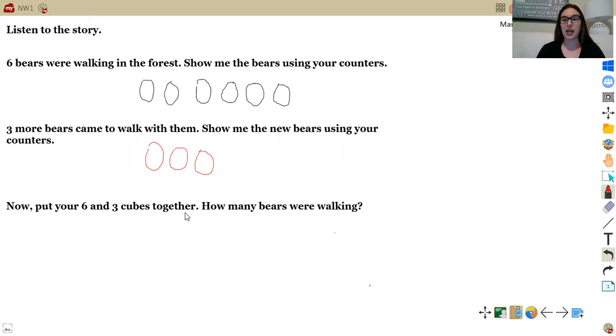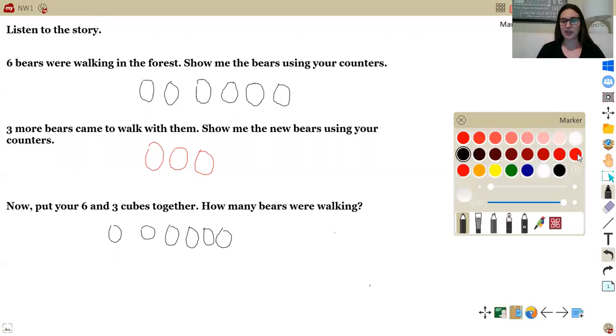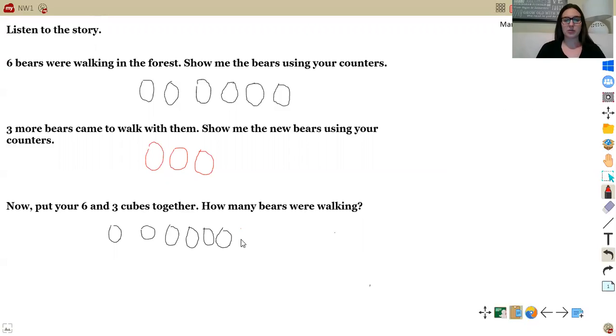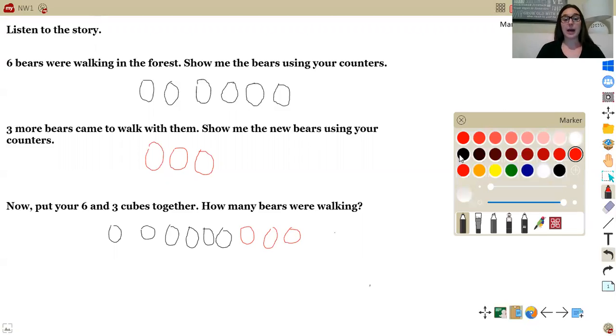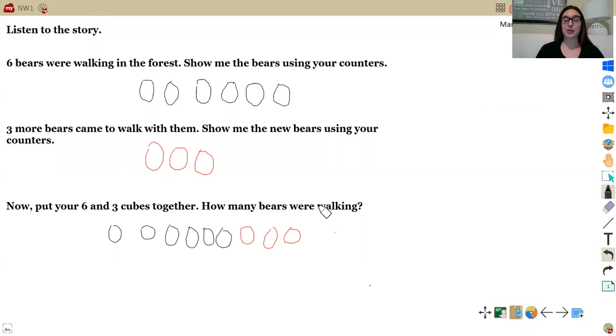In this case, we're going to put our drawings together, and then we're going to find out how many bears were walking. Again, I'm going to use my black pen. I'm going to put them together. 1, 2, 3, 4, 5, 6. And I'm going to use my red to represent the 3 more. 1, 2, 3. And then, so I can figure out and not make any mistakes how many bears were walking in total, I'm going to write and label my picture.